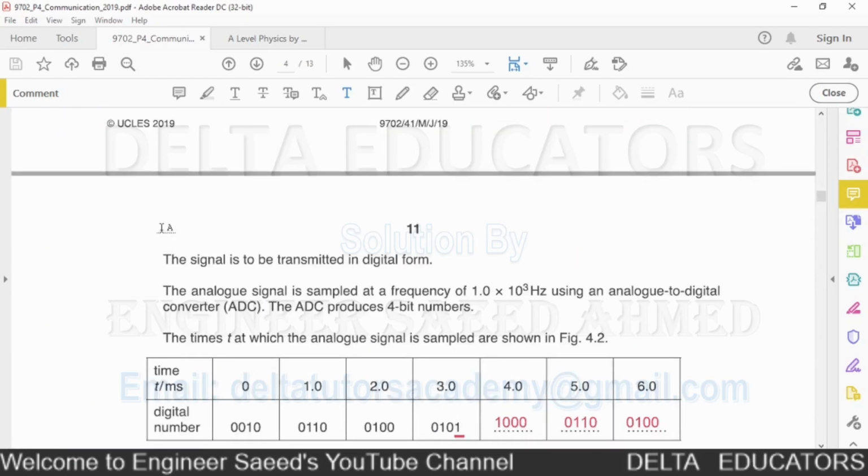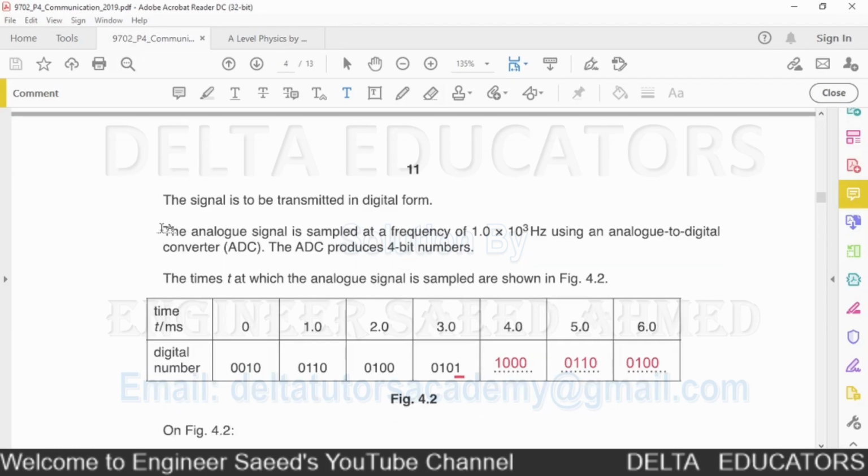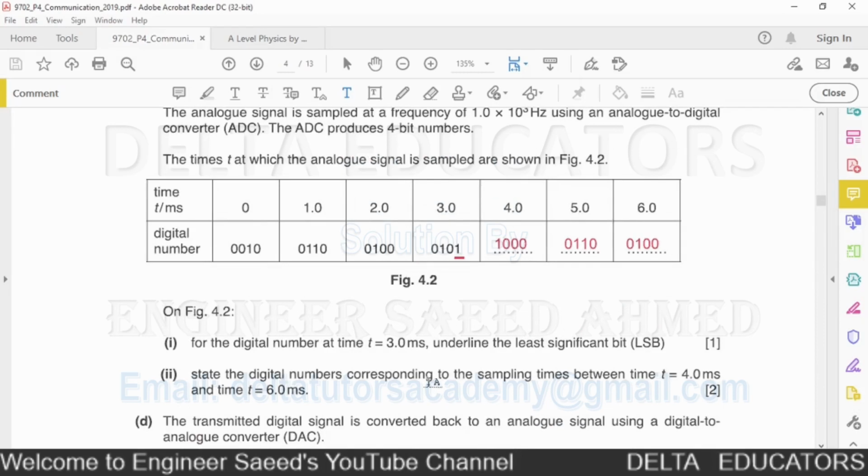The signal is to be transmitted in digital form. The analog signal is sampled at a frequency of 1 × 10^3 Hz using an analog to digital converter. The ADC produces a 4-bit number. The times t at which the analog signal is sampled are shown in figure 4.2. Here it is time, and here the digital number is given.